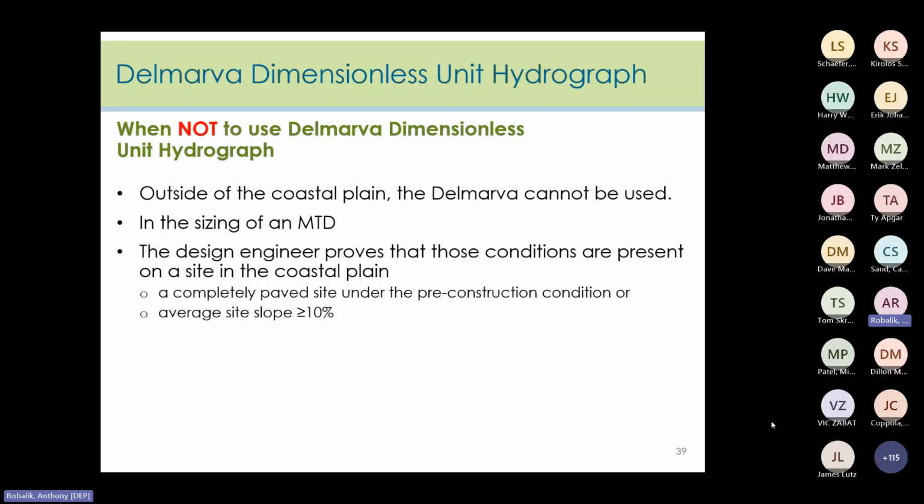And lastly, when a site is within the coastal plain and the design engineer can prove to the satisfaction of the review engineer that the conditions for applicability of the Delmarva are in no way present anywhere in the watershed. For example, if the site is completely paved or there are very steep slopes present, say greater than 10%, then it may be more appropriate to use the SCS hydrograph.